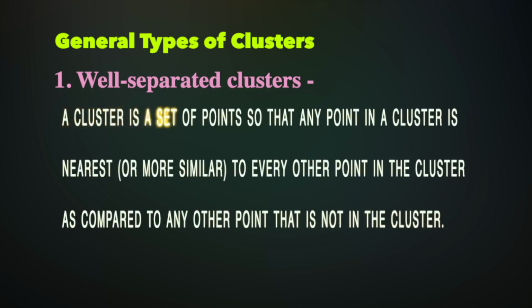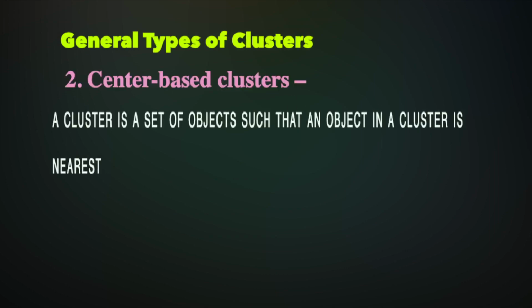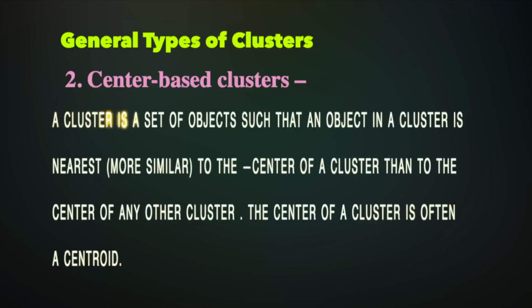Let us see the general types of cluster. The first one is well separated cluster. A cluster is a set of points so that any point in a cluster is nearest to every other point in the cluster as compared to any other point that is not in the cluster. The next type is the center based clusters. A cluster is a set of objects such that an object in a cluster is nearest or more similar to the center of the cluster than to the center of any other cluster. The center of a cluster is often a centroid.